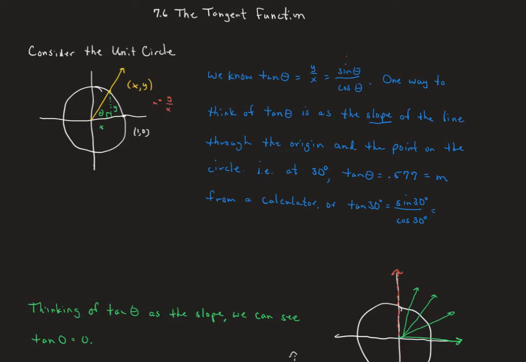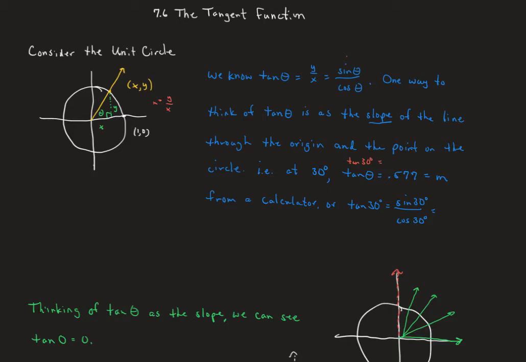So we can use this and know that, for example, if we look at a 30-degree angle, then its rise over run, its slope, is going to be the tangent of 30 degrees. And we can do that on our calculator and get 0.577. So it's a little bit more than a half.